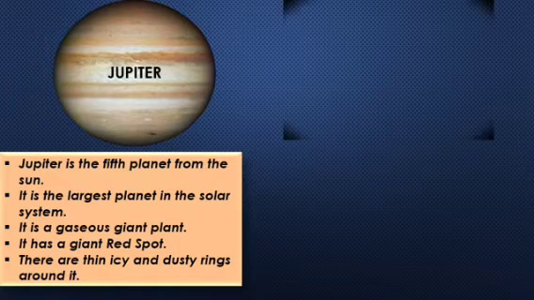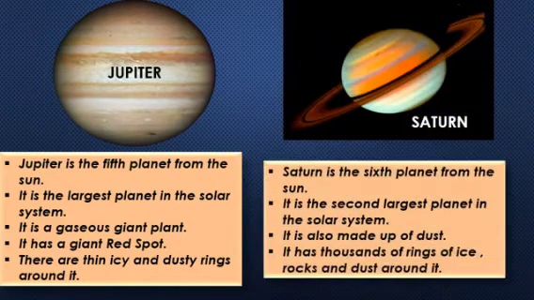Saturn. Saturn is the sixth planet from the Sun. It is the second largest planet in the solar system after Jupiter. It is also made up of dust. It has thousands of rings of ice, rocks, and dust around it. Children, which planet in the solar system has thousands of rings around it? Saturn has thousands of rings around it.